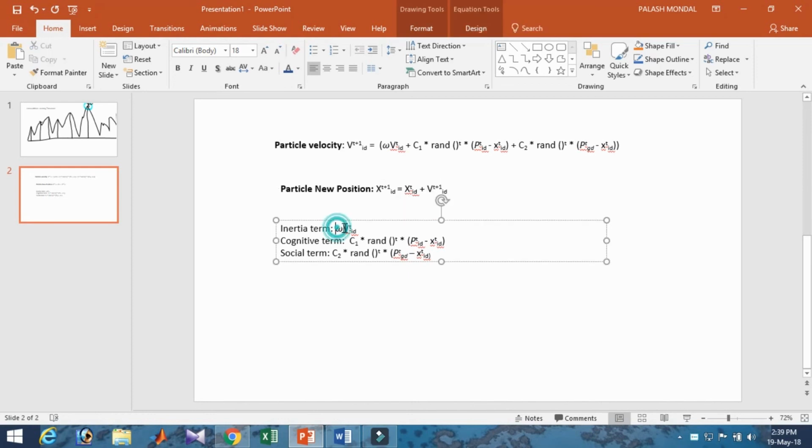And in this equation, this one is the inertia term, this one is the cognitive component, and this is the social component.